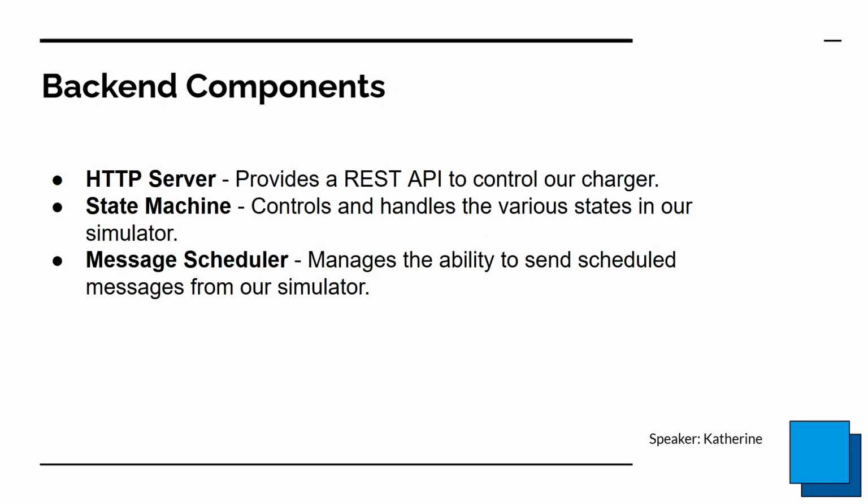The backend is where the main bulk of our project is. This starts with an HTTP server. This server provides the REST API that the front end uses to configure our various charge points within our simulator. The state machine controls and handles the various states in our simulator, such as charging, booting up, and available. The message scheduler manages the ability to send scheduled messages from our simulator to Ranger EV's backend.